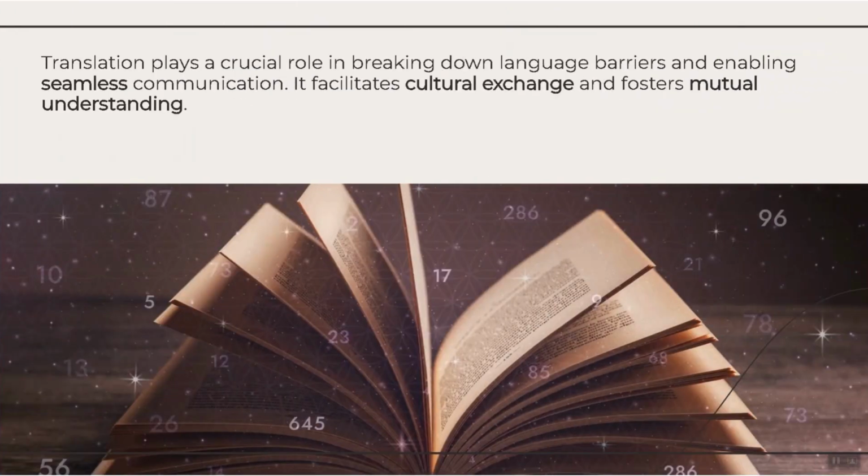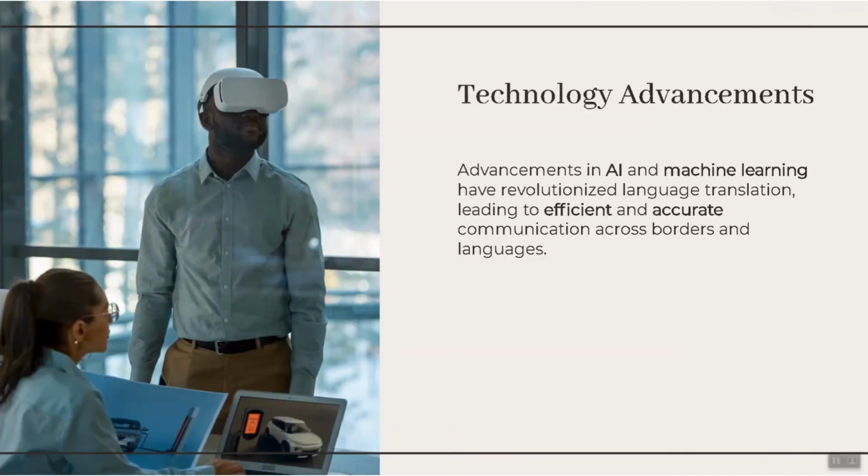Language translation plays a crucial role in various sectors such as business, diplomacy, and healthcare. It facilitates international trade, fosters cultural exchanges, and enables global collaboration. Advancements in machine learning and artificial intelligence have revolutionized language translation. Today we have sophisticated translation tools powered by neural networks that can accurately translate text in real time.